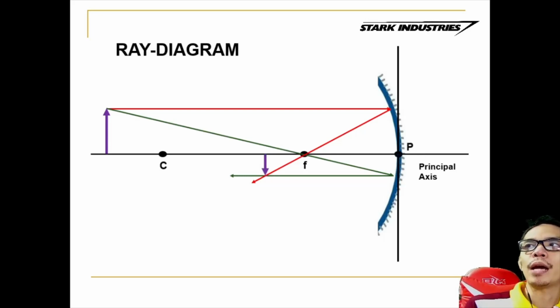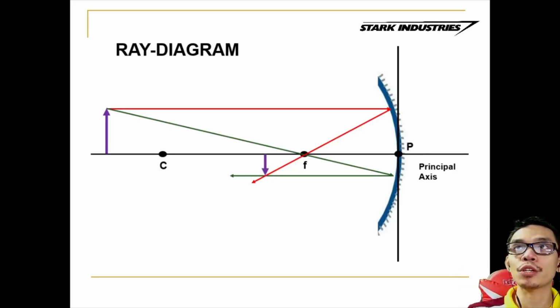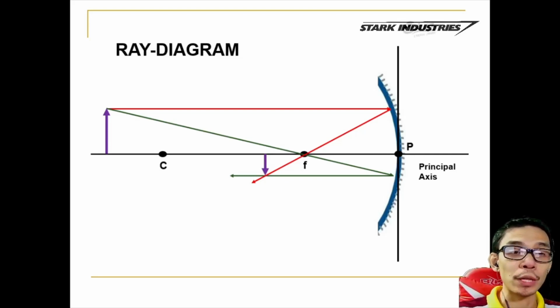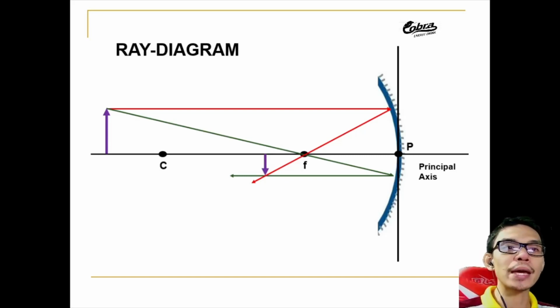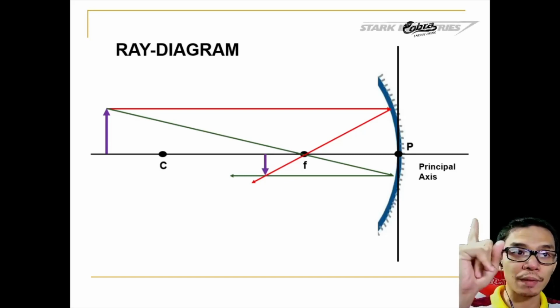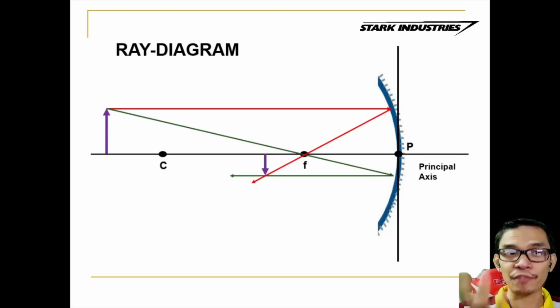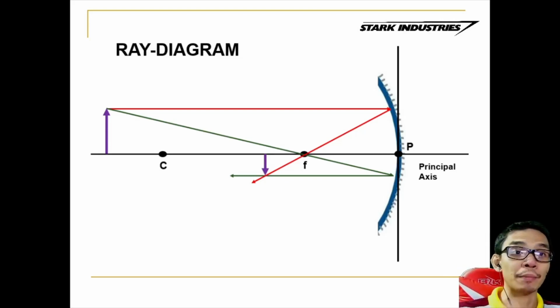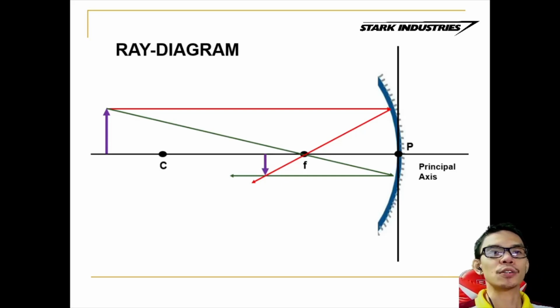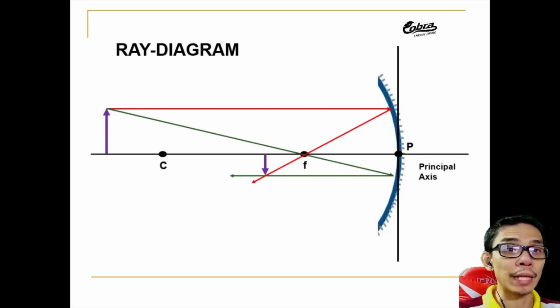Now, the question is, what is the limitation of our ray diagram? If you want to answer that question, just put it in the comment section below. By the way, guys, if you don't have any idea what this ray diagram is all about, just click the link above for my video lesson about it. So what are the limitations of your ray diagram?